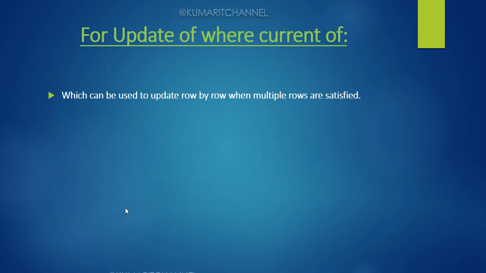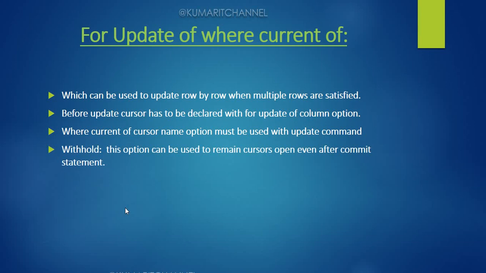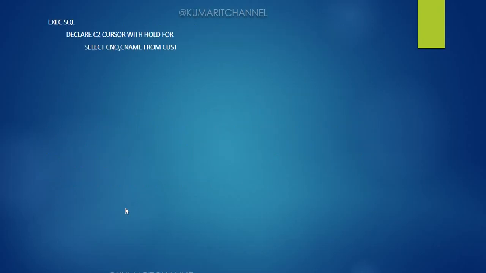So using cursors, where you have several records that need to be updated. If you want to update only one specific record, there's no need to use cursors. If you have a situation where you want to update multiple records, then you have to use FOR UPDATE OF. Before update, the cursor has to be declared with the FOR UPDATE OF column option, and WHERE CURRENT OF a cursor name must be used to update the content. And you have the WITH HOLD option. This option can be used to keep cursors open even after a commit statement and must be coded with the cursor statement.